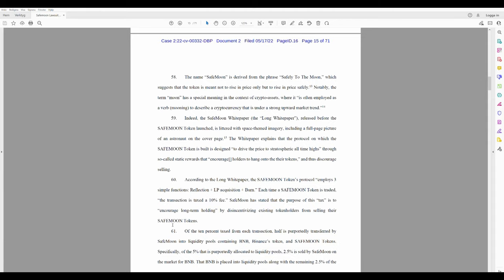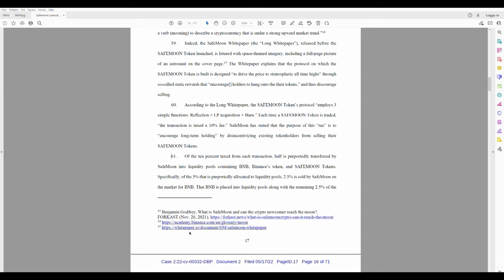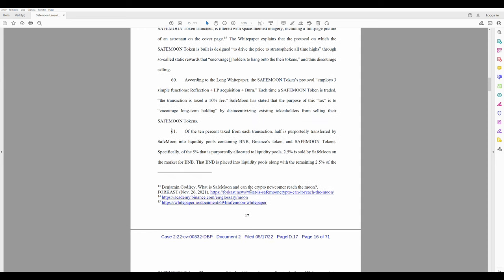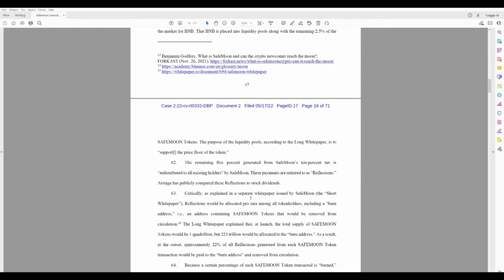Of the 10% tax from each transaction, half is proportionally transferred by Safemoon into the liquidity pools containing BNB, Binance token, and Safemoon tokens. Specifically, of the 5% that is purportedly allocated to liquidity pools, 2.5% is sold by Safemoon on the market for BNB. BNB is placed into liquidity pools along with the remaining 2.5% of the Safemoon tokens.